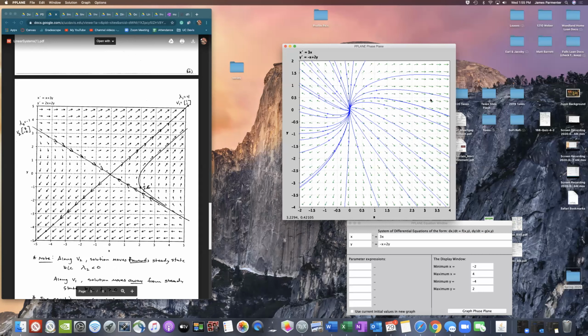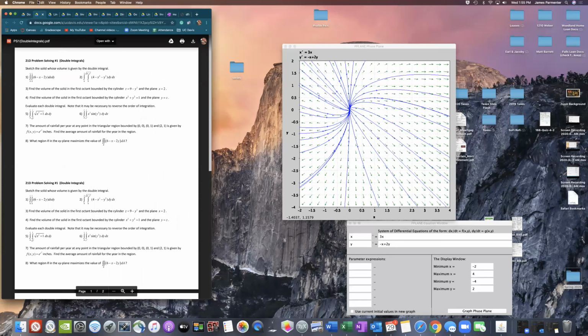So yes, everything is pointing away. Both eigenvalues positive, you have a source. Sorry, I said sink, I meant source. Both eigenvalues positive, you have a source. Both eigenvalues negative, you have a sink. And opposite signs, you have a saddle, which we usually classify as being unstable unless you're on the eigenvector that has the negative eigenvalue.